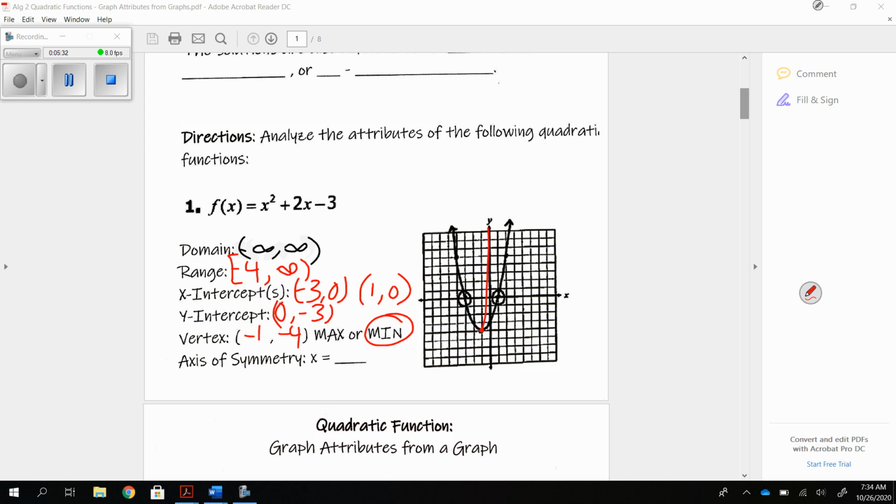Then everything goes up. And then the axis of symmetry, we know it's always the x value of the vertex, or literally where the graph is symmetrical. And that would be x is equal to -1. So again, this is why we were big on learning the graph attributes a while back, because we're going to need it here.